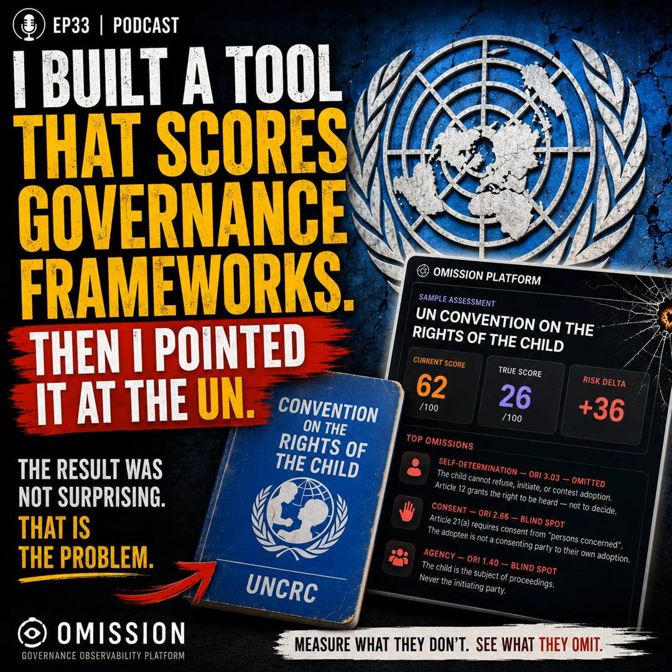The UNCRC sample report, with the full ASCII breakdown, all 8 domain scores, and ORI values, plus per-domain bars, is available for download from the repository on GitHub. Score your own framework against it. If the score holds when you look at it honestly, say so publicly. If it drops, the gap now has a name.